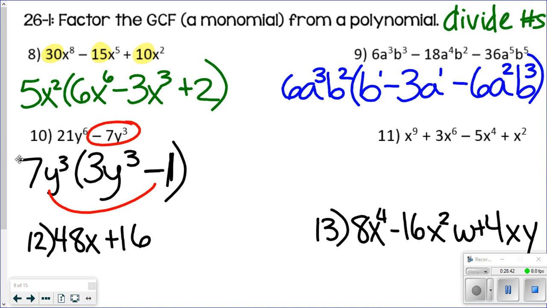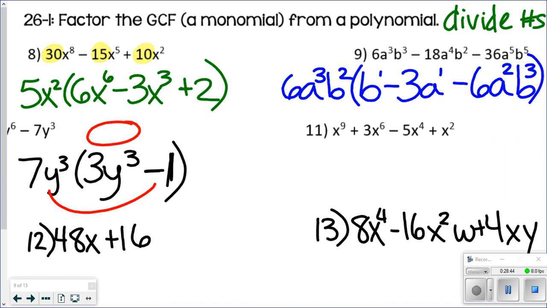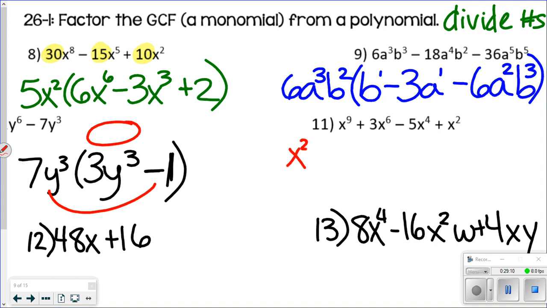Okay, so for question 11, I have 4 terms. So when I factor something out, I need 4 terms still inside my parentheses. So this is a 1, and this is a 1, and I have a 3 and a 5. So they don't really share any numbers besides 1, so I'm not going to pull out a number. Let's just pull out a letter. So I have x to the 9th, 6th, 4th, and squared. So x squared would be what they all have in common.